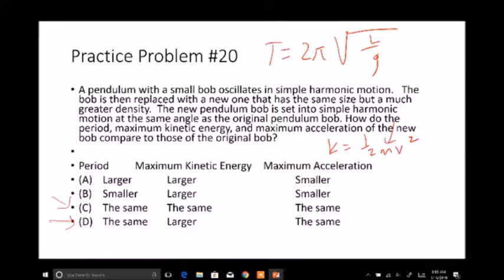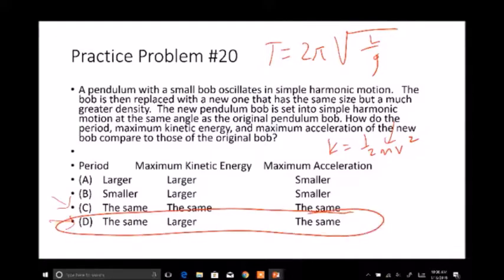Let's check the acceleration. When we increase the mass, we're going to increase the inertia, make it harder to accelerate. But also when we increase the mass, we're going to increase the restoring force. Those two changes are going to be balanced out, and the maximum acceleration of our bob is going to be the same in either situation. So for practice problem number 20, answer choice D looks like a good answer.